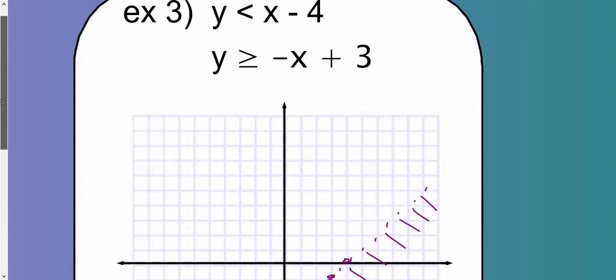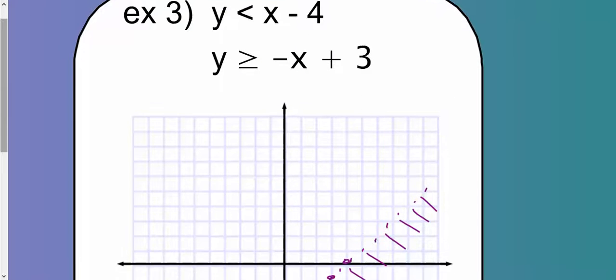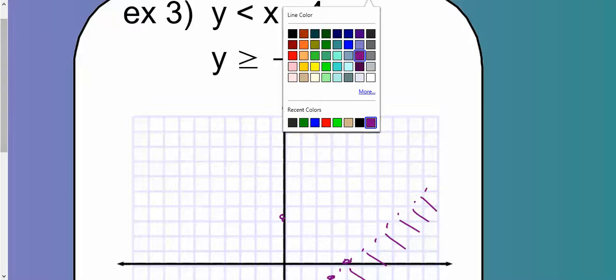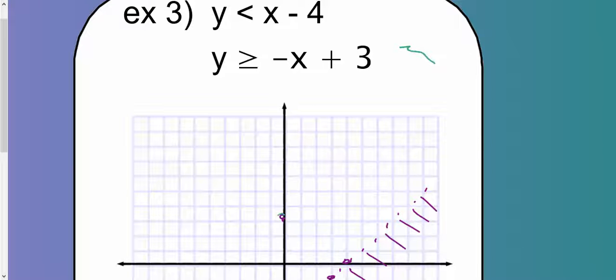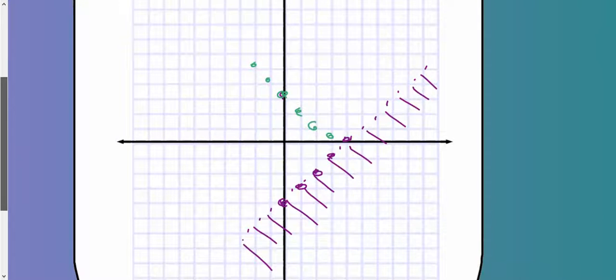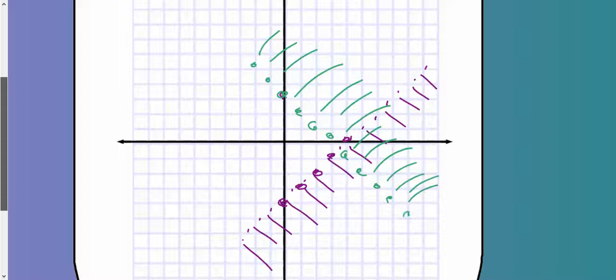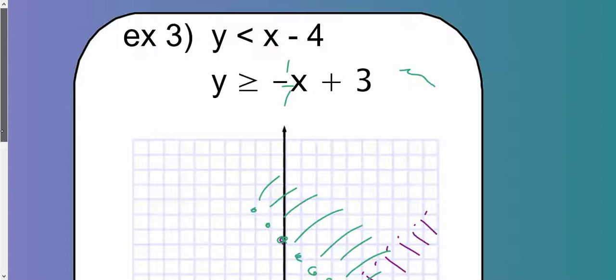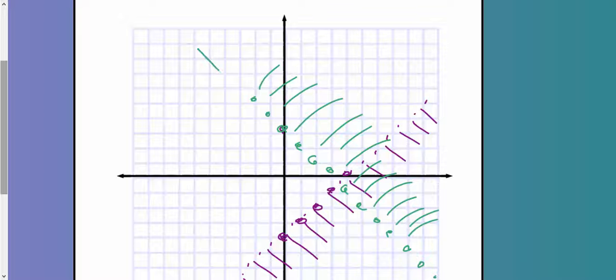And go up top again, positive 3. This one has a slope of negative 1 over 1. And we're going to shade this one above. I should check to see if it's a solid or a dotted line. This one's a solid line, so I should fix that quick.